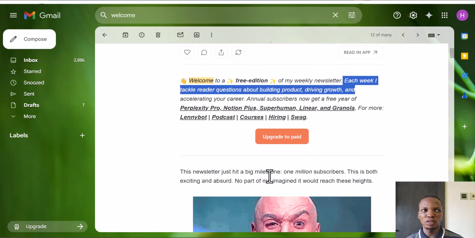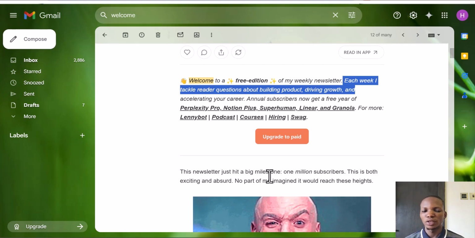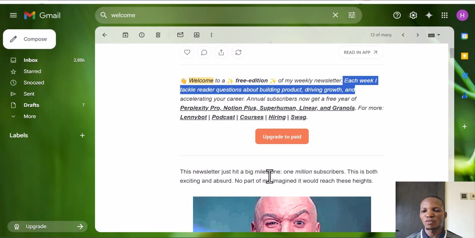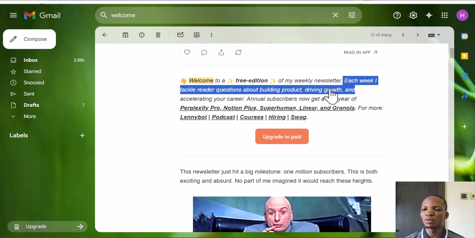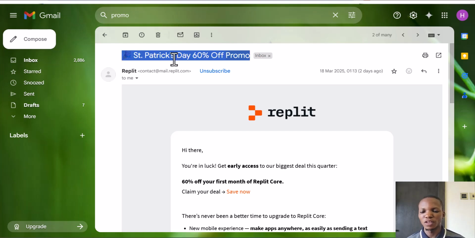This welcome email is basically sent to people that just signed up to your email list or that just opted in to your website. This is the kind of email that is sent to them, a welcome email. Another example is a promo email. You can see this promo email that they sent me from Replit, St. Patrick's Day, 60% off promo. This is an example of an email I can send.